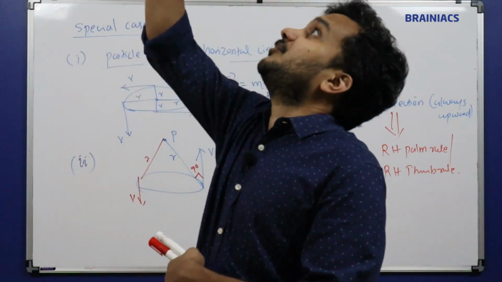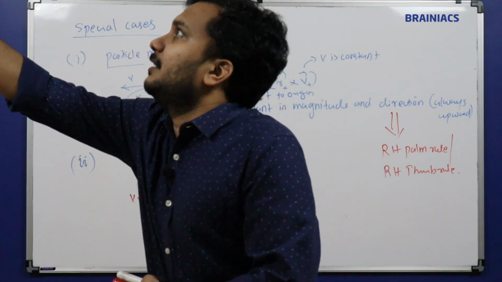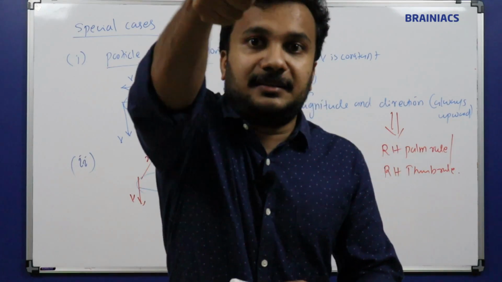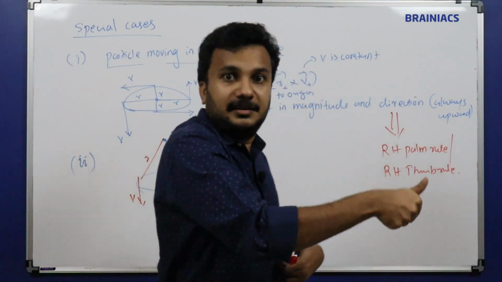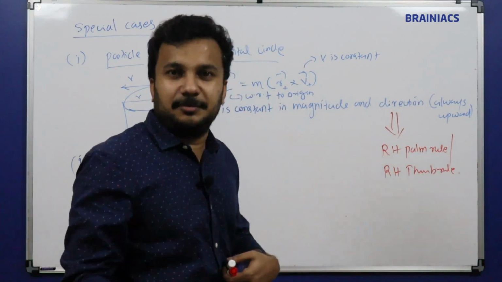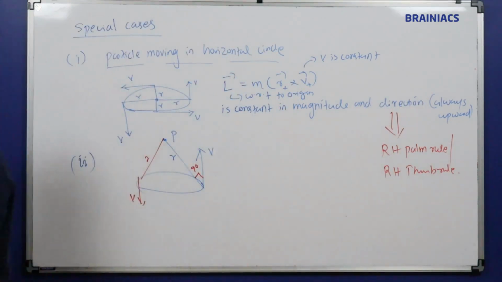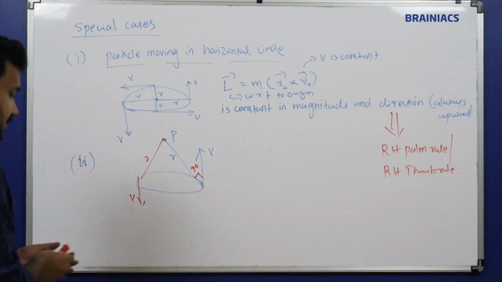It's not always straight upward. It is slanting like this. So here it is like this, here it is like this, here it is like this, and here it is like this. So what is different here? The direction is different. Magnitude wise it is constant.